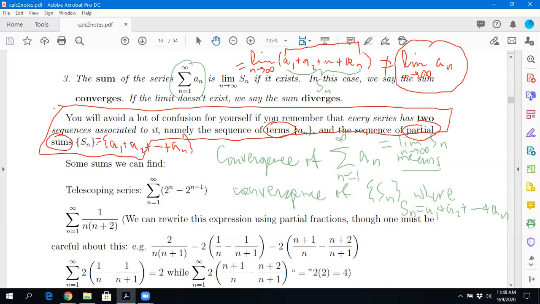And again, I'm sort of being dramatic here, but I have seen mathematical corpses strewn all over the calculus landscape. And it all comes down to this issue right here. Keeping the terms and the sequence of partial sums clear in your mind, okay? What am I talking about right now? Am I talking about the individual summands, the terms, or am I talking about the sequence of partial sums? If you just keep those two things straight in your mind, you will save yourself a ton of trouble.